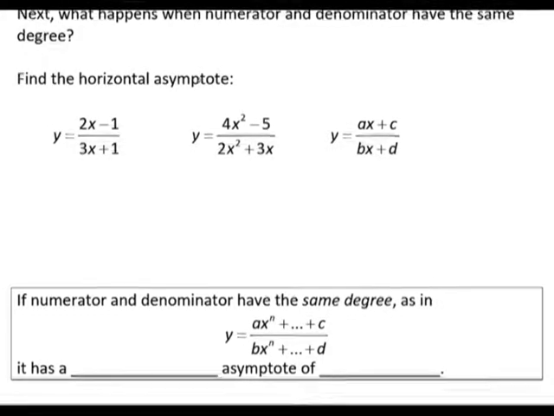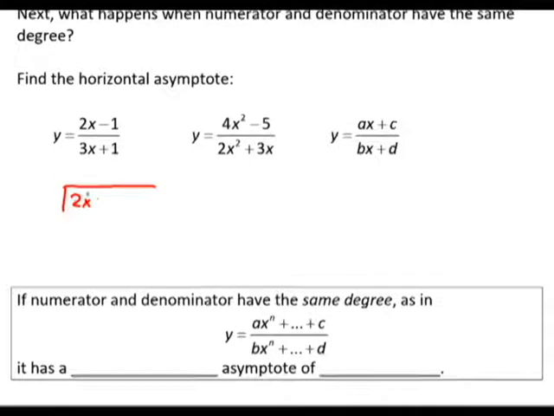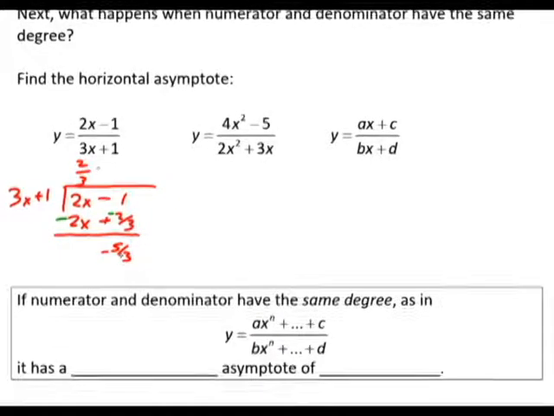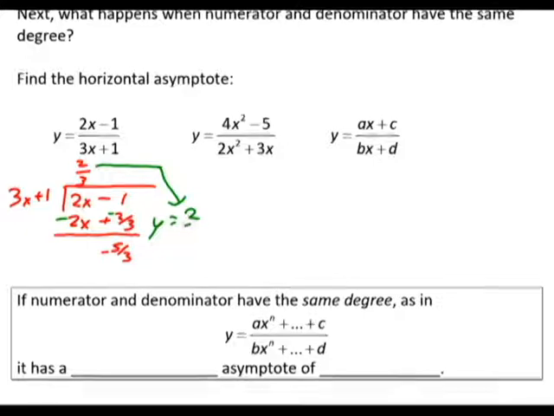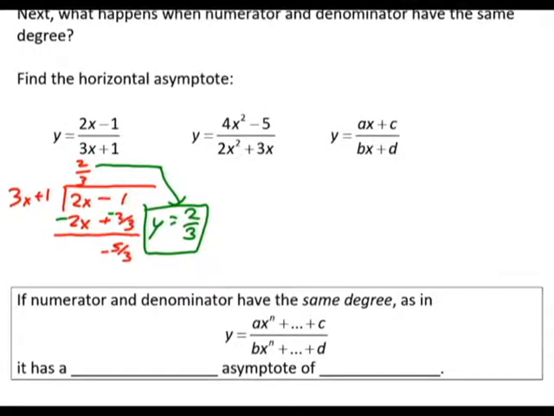Again, horizontal asymptote is a form of end behavior, so we're looking at long division. Our question when we do long division is what turns 3x into 2x? Well, we're going to have to multiply by 2/3. 2/3 times 3x is just 2x. We flip the signs and add. There's our horizontal asymptote. Let's look at what happens in the second example.